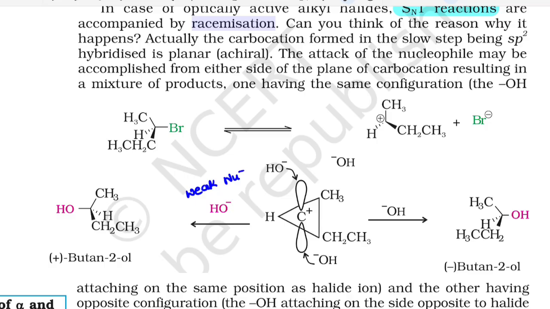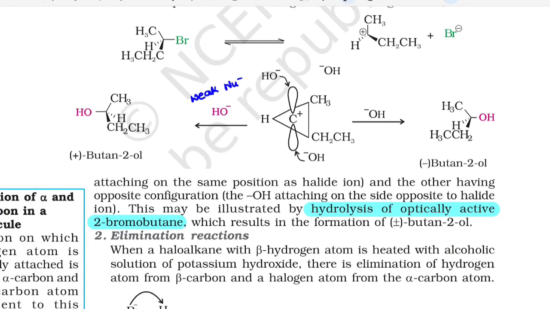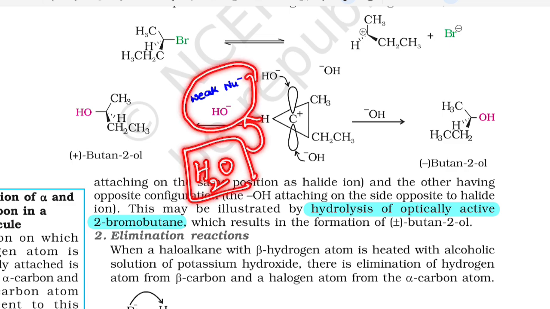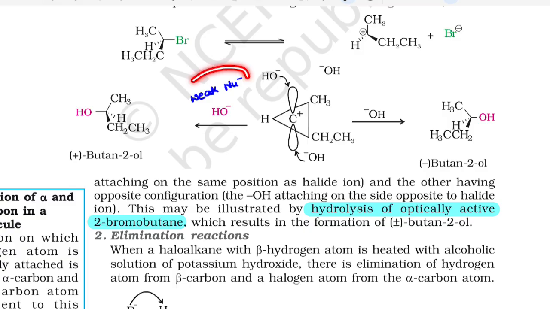And here the example taken is 2-bromobutane. Hydrolysis of optically active 2-bromobutane results in the formation of butan-2-ol. Hydrolysis meaning water is used here. So water is a weak nucleophile. So remember, the nucleophile used here is a weak nucleophile. If it is a weak nucleophile, always remember it will show SN1 mechanism.